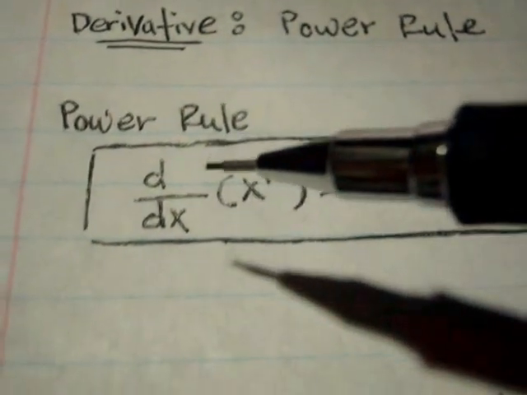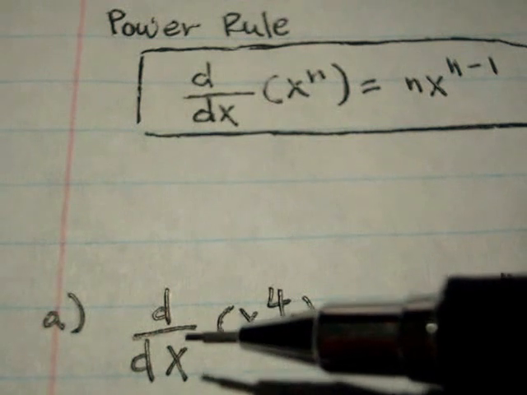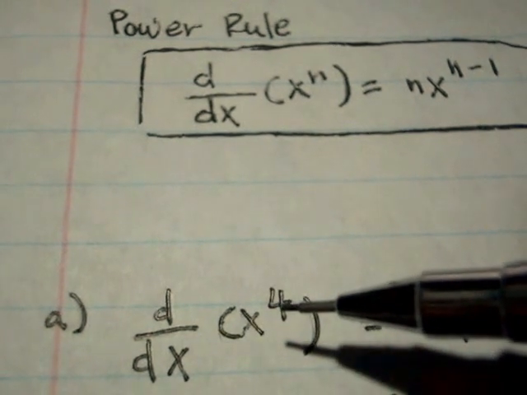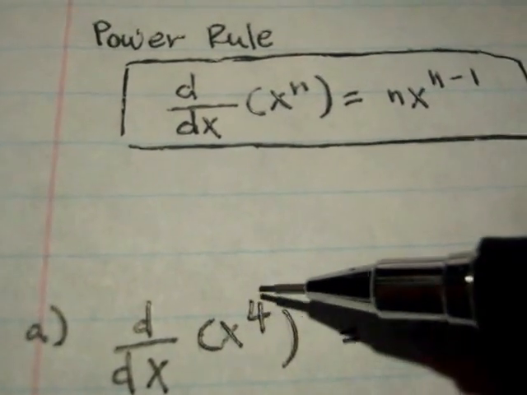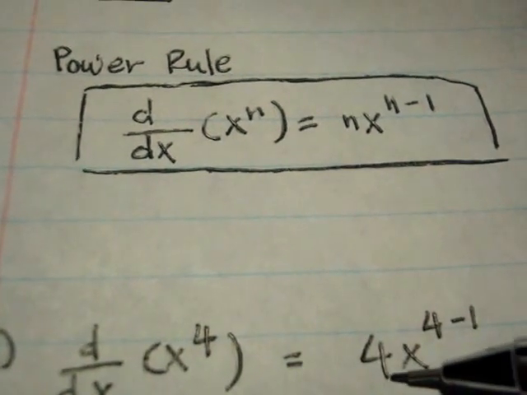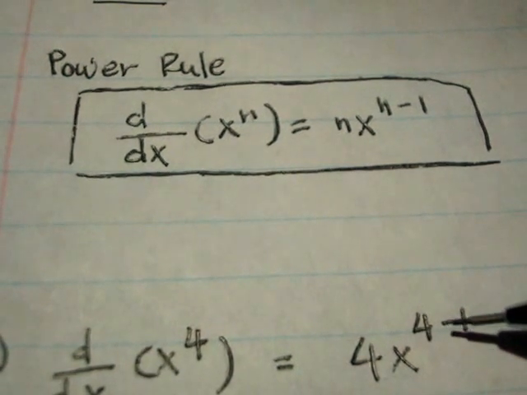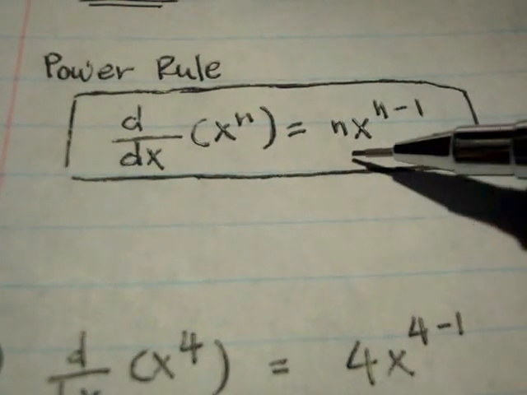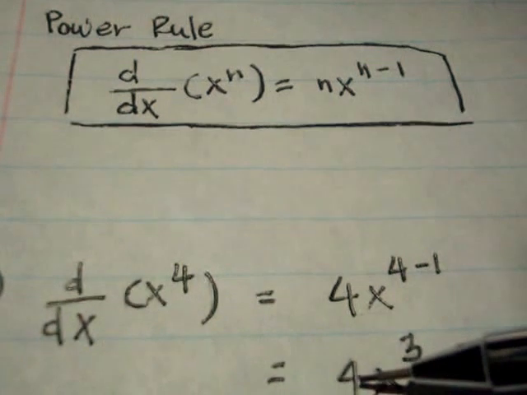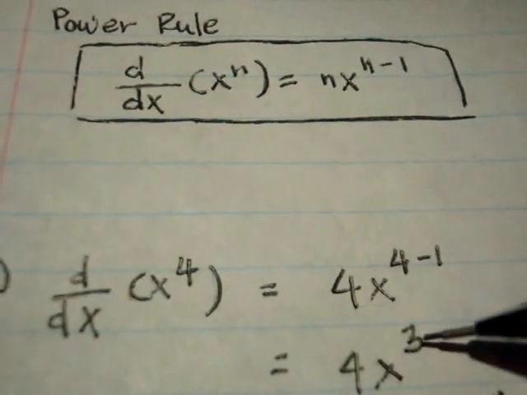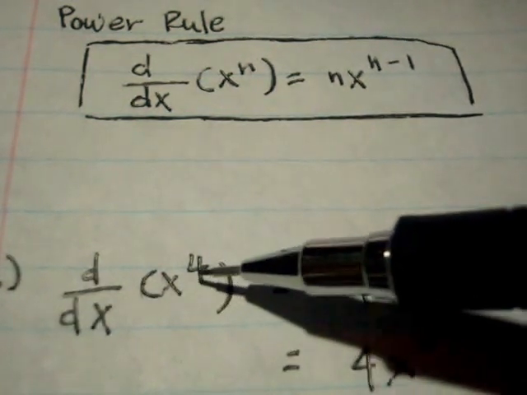For example, let's say that you're given this problem of taking the derivative of x raised to the 4th power. To take the derivative of this expression, you bring down the 4 in front of the variable, and as for the exponent, you minus 1, which matches the formula's process. So the 4 stays the same. 4 minus 1 equals 3. So this is the answer for the derivative of x raised to the 4th power.